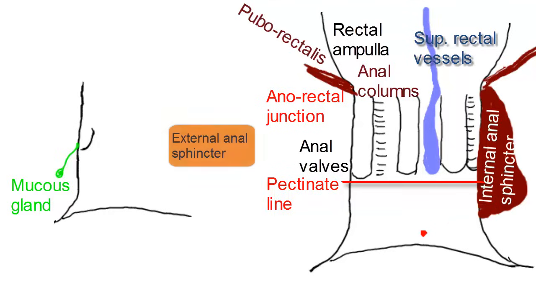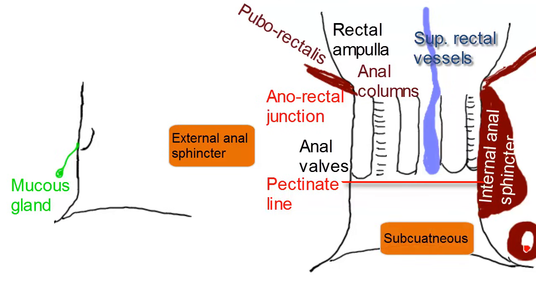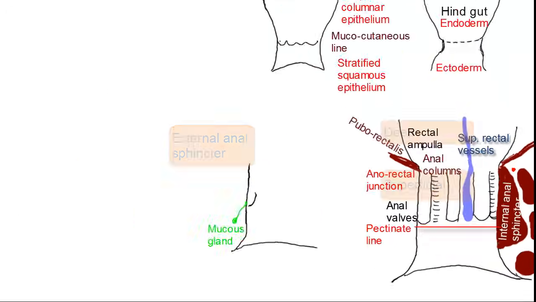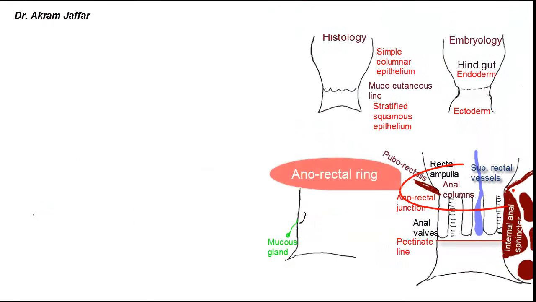The external anal sphincter is made of three parts of skeletal muscle fibers. The most superficial part is called the subcutaneous part, and then we have the superficial part, and then the deep part of the external anal sphincter. As you can see, the external anal sphincter surrounds the lower two-thirds of the anal canal, and the deepest part of it fuses with the puborectalis part of the levator ani muscle at the anorectal ring. This is the site of the anorectal ring, which is marked by the upper end of the anal columns of Morgagni.